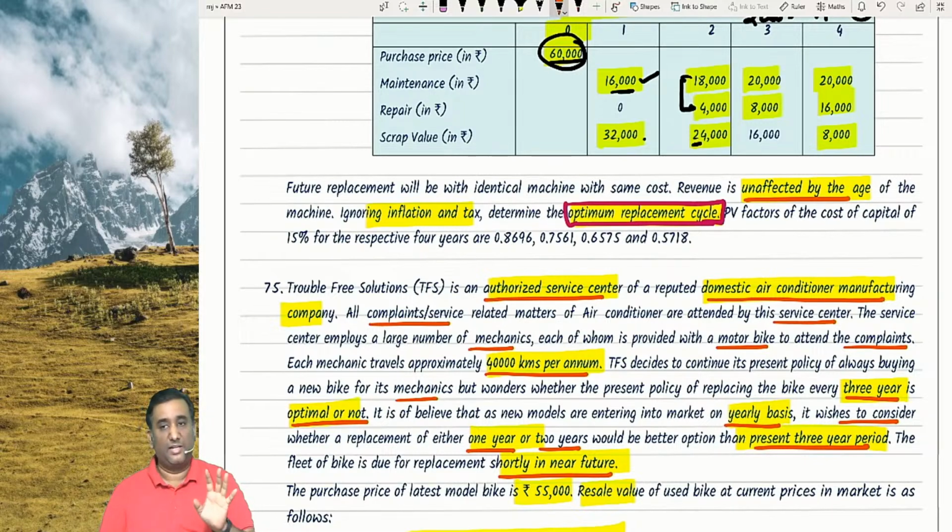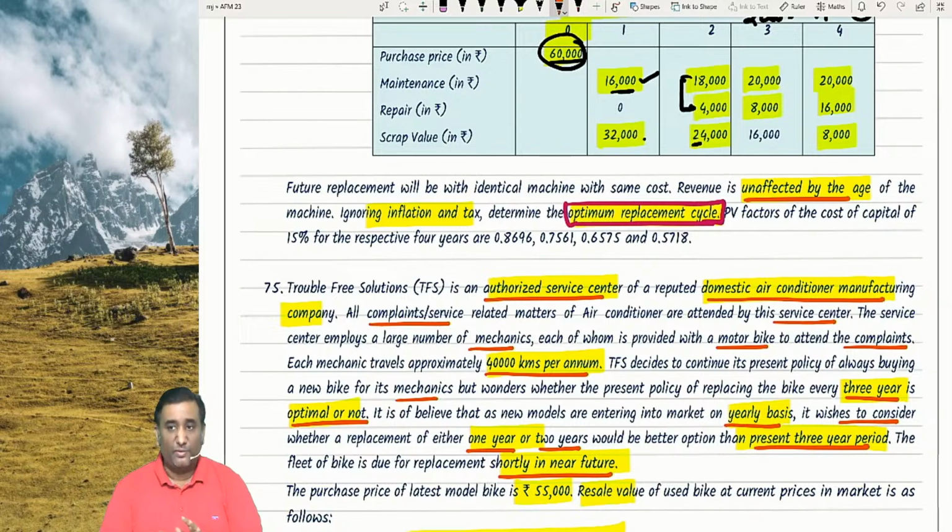The first paragraph is just building a story, nothing else. They are planning whether the bikes which their agents are using should be replaced or not.